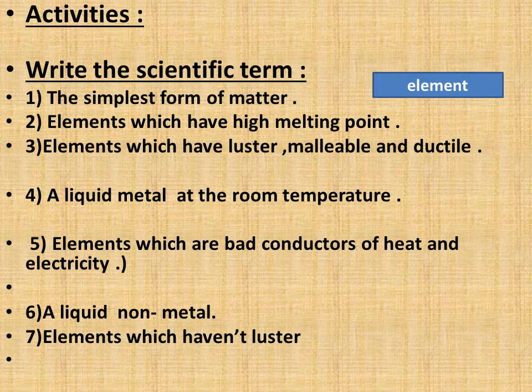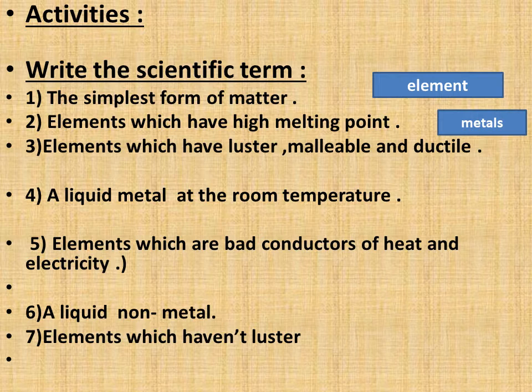Number two, elements which have high melting point. We have two groups of elements, metals and non-metals. Metals have high melting point, but non-metals have low melting point. So, elements which have high melting point are metals.